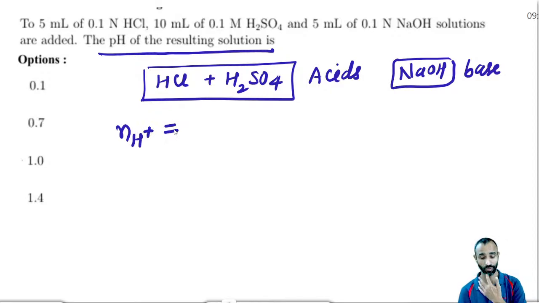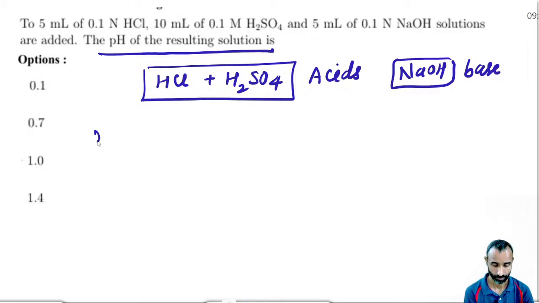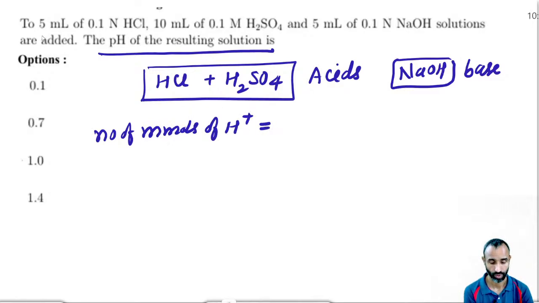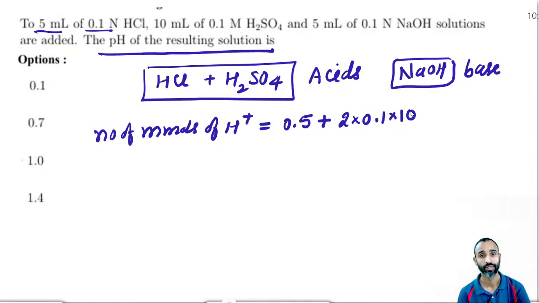So the number of millimoles of H plus ion equals, see, 5 into 0.1. So it is 0.5 plus 2 into 0.1 into 10. Why did I multiply by 2? Because 1 H2SO4 will give 2 H plus ions and it is molar.